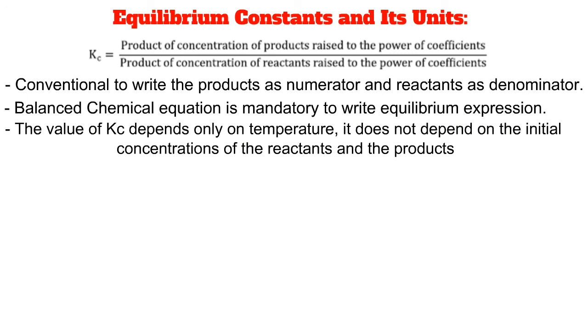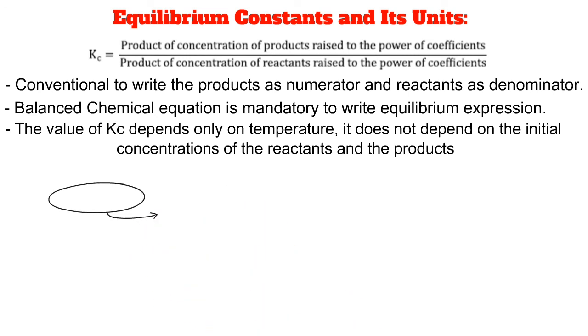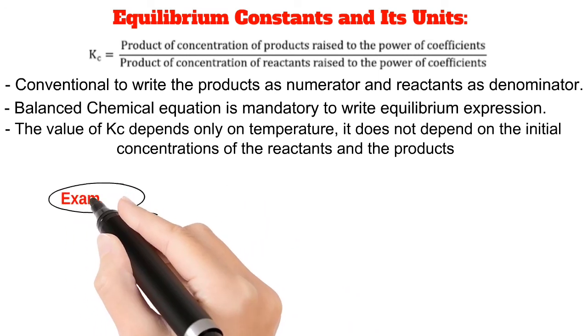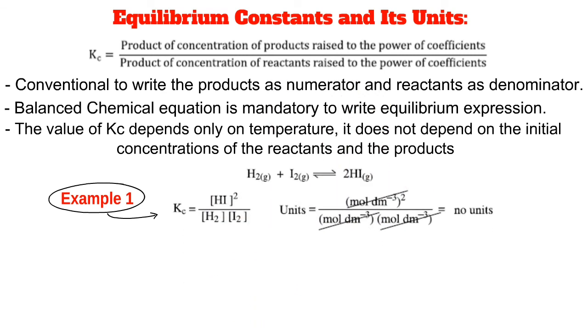Kc has no units in the reaction with equal number of moles on both the sides of the equation. This is because the concentration units cancel out in the expression for Kc. Let us take an example for this case where hydrogen iodide is formed from the reaction of hydrogen and iodine. In this chemical reaction, the number of moles are equal on both the sides. 1 mole of hydrogen and 1 mole of iodine sum up together to form 2 moles of reactants, whereas in products it's already 2 moles of hydrogen iodide.